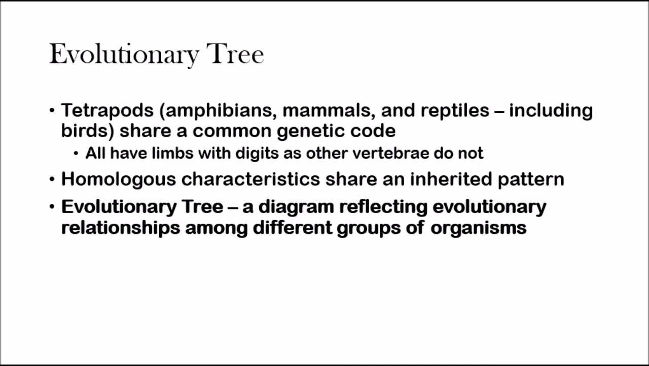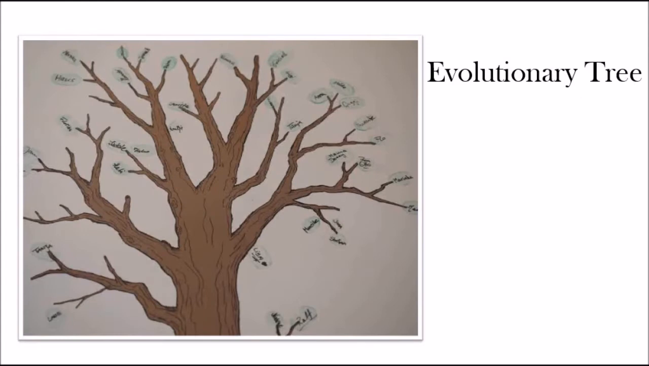Usually these evolutionary trees are built on homologous characteristics. I have a picture of an evolutionary tree here. So you would have probably a common ancestor at the root, and then as you see, we branch out into different groups of organisms, kind of like a family tree.